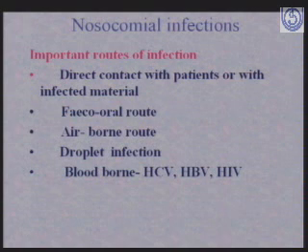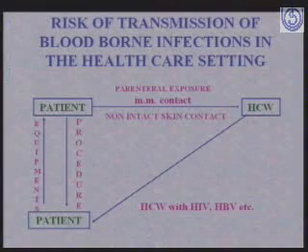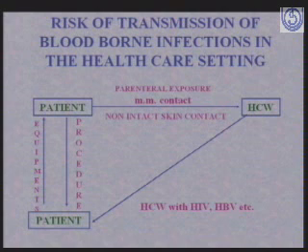Here again the examples are hepatitis C virus infection, hepatitis B virus infection, and HIV, the human immunodeficiency virus. The risk of transmission of these bloodborne infections in the healthcare setting could be three-way. It is either from the patient to the healthcare worker, or healthcare worker to the patient, or from one patient to another. Patient to healthcare worker is quite a common occurrence.